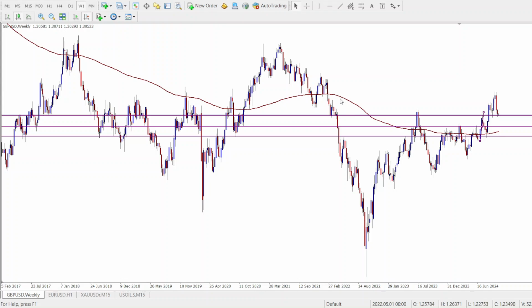You can literally be holding your trade for months. Yes, you can actually hold your trade for months. This is long-term swing trading. Okay, it can help you identify long-term trends and major support and resistance areas.